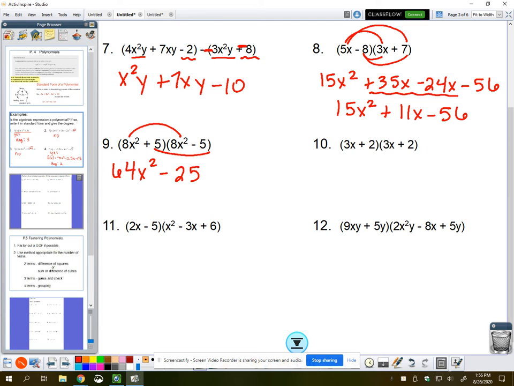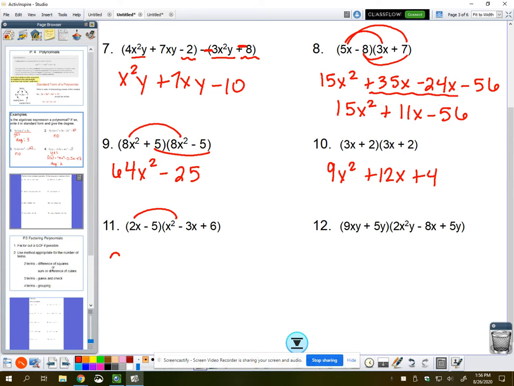All right, on number 10, you're multiplying the same thing twice. So if you think about it, you're going to do 3x times 3x. You're going to do 3x times 2. So 3x times 2 is 6. If I had 2 of those, that would be 12x. And 2 times 2 is 4. On both of these last 2 problems, if you work them out just like number 8, it will get you to the final answer. It'll just be an extra step. That's fine.